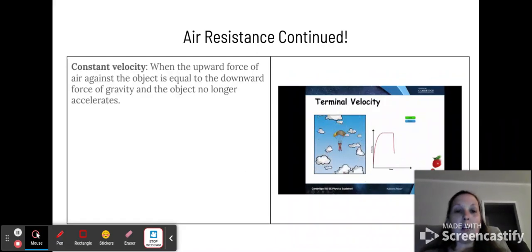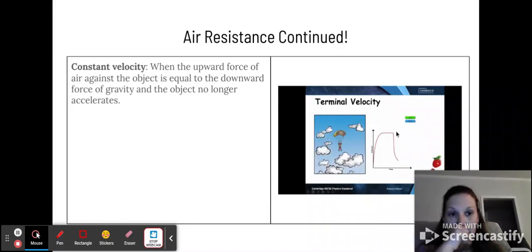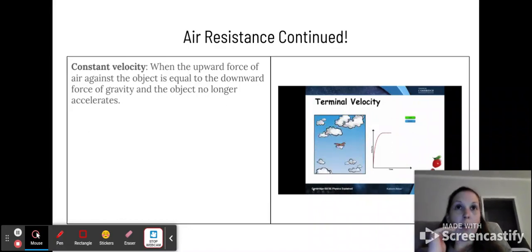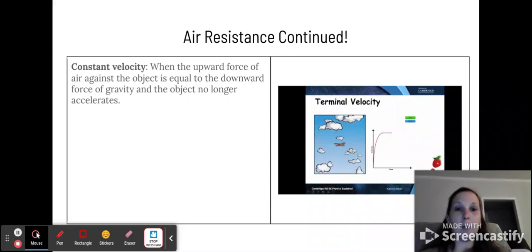When we're looking at air resistance, we look at certain measurements, and one of them is constant velocity. When the upward force of air against the object is equal to the downward force of gravity, the object is no longer accelerating. If you look on this little GIF, that plateau right here is our constant velocity. That is where those forces are canceling each other out, so you are not accelerating anymore. You're at a constant speed or a constant velocity.